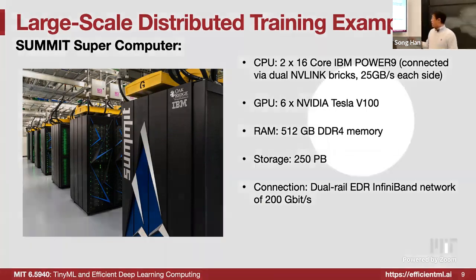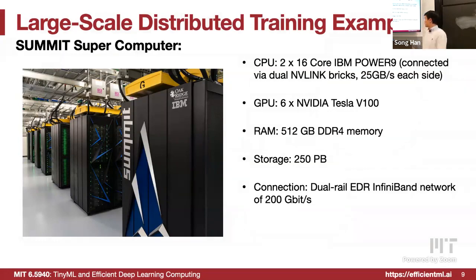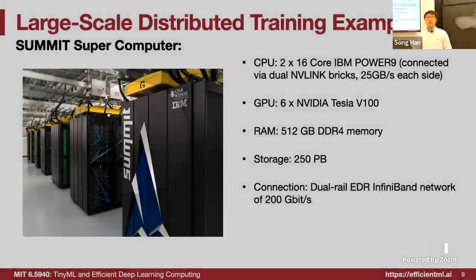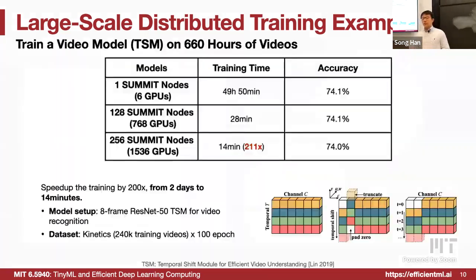At that time, it had 200 gigabit per second InfiniBand. Now you can easily get 400 gigabit per second. This was in 2019, so only 4 years. There's been tremendous development, tremendous improvement from NVIDIA for the GPU family.